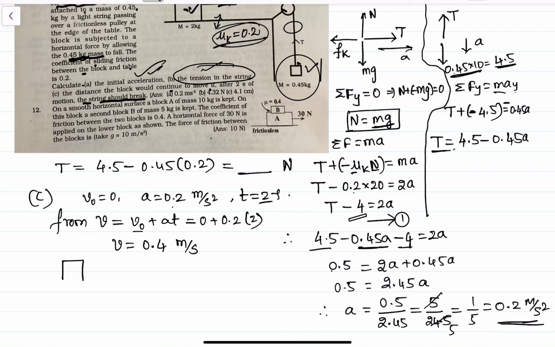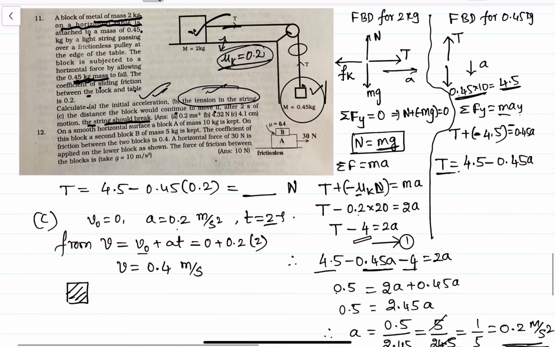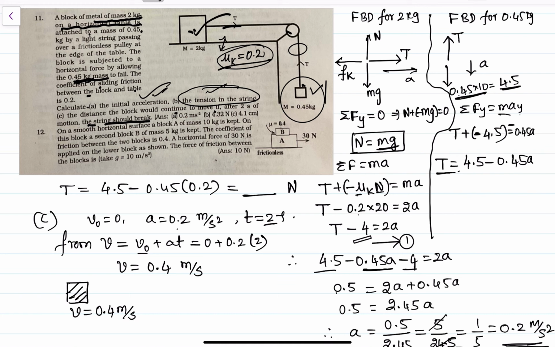Okay, when the string is broken after 2 seconds, at the moment when the string is broken, the velocity is equal to 0.4 meter per second. As it is moving on a friction surface or rough surface, after covering some distance, it will finally come to a halt.